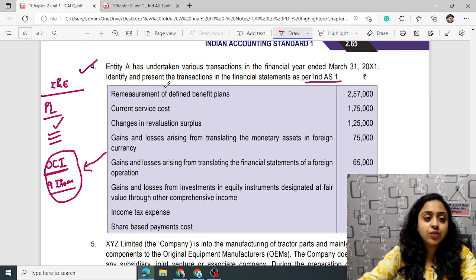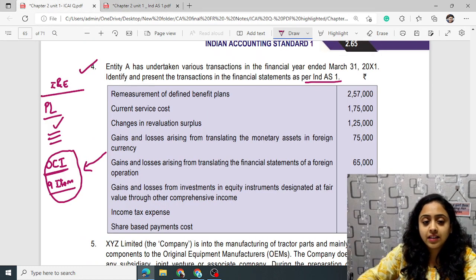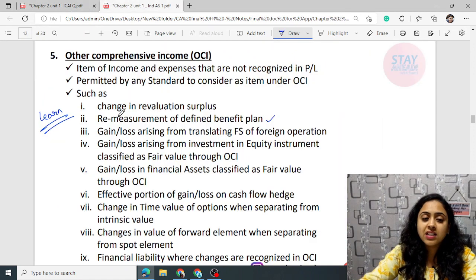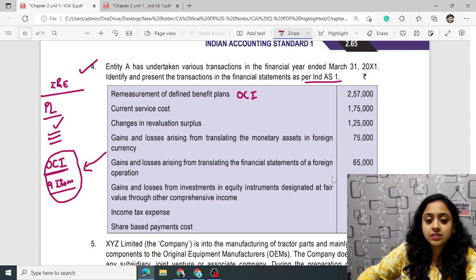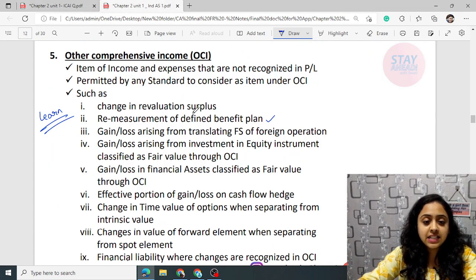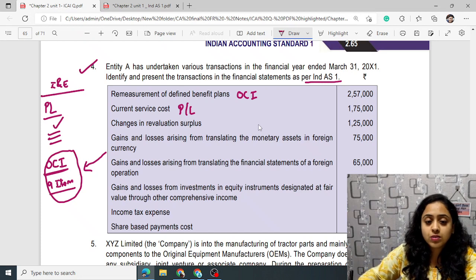So here we will write, this is OCI. Remeasurement of defined benefit plan, this is OCI. Current service cost is a P&L item. Is it there in the OCI list? No. Then current service cost is a P&L item. Change in revaluation surplus. Change in revaluation surplus is the first point of OCI. OCI item.